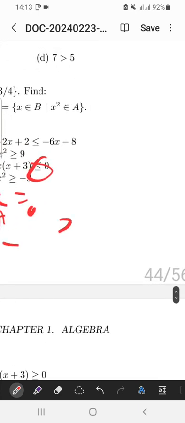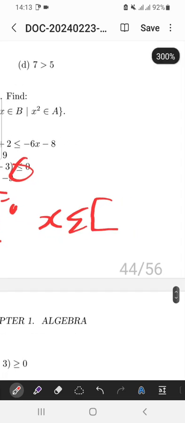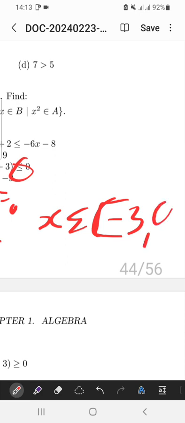Okay, so x is an element of, including 0, and it must be minus 3 first. Including square brackets minus 3 and 0. 0 is also included because it has an underline over here. Okay, so that's x is an element of minus 3 and 0.